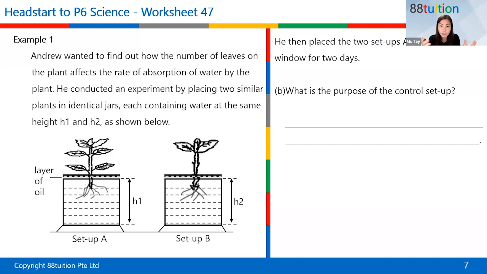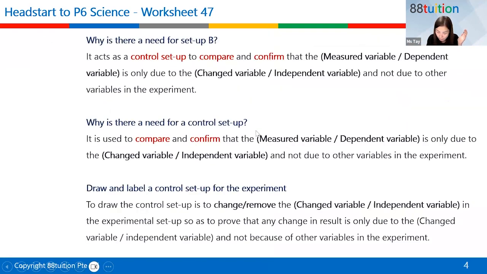We have a control setup just now without the leaves, right? So without the leaves, what is the purpose of having a setup without the leaves? Remember just now when we were going through the notes, we actually did look at how to write the answer for the control setup. So these are the suggested answer. So you always will have to answer this way. It actually helps you to score points.